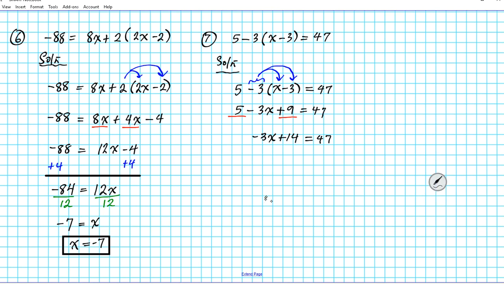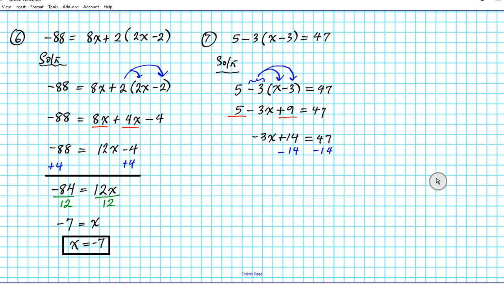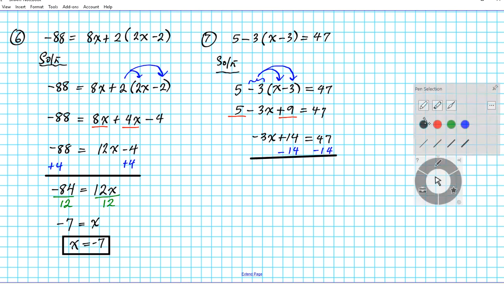Like that. Now to get x isolated, we're going to subtract 14 from both sides, and divide by negative 3. Okay, let's go ahead and do that. So you subtract 14 from both sides of your equation, and that yields, what does that yield? It gives us negative 3x is equal to 47 minus 14. This is going to be 33.